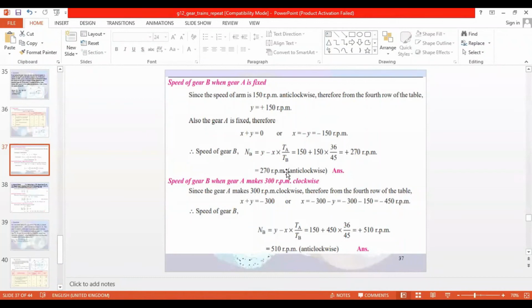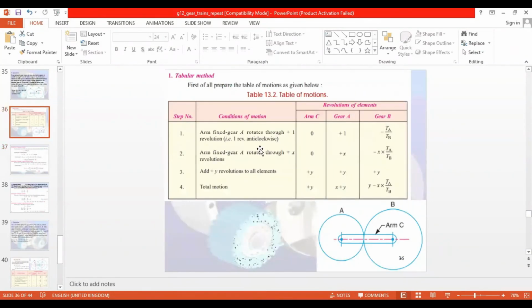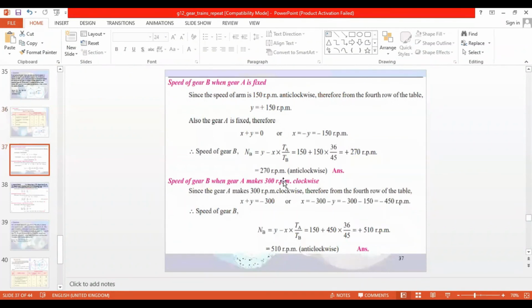proper answer, right? The next step on this, speed of B when gear A makes 300 RPM clockwise, right? So in the previous question, A is not making any movement, that's idle. So here we'll see arm fixed and gear A rotates through a positive X revolution. So instead of this X, I will replace it by 300. Why? Because A is making 300 RPM clockwise, right?